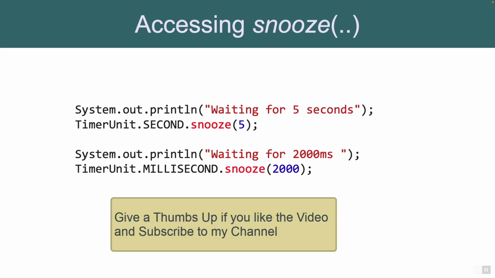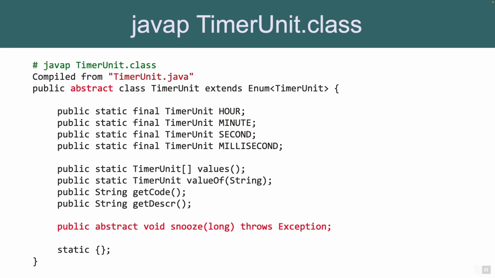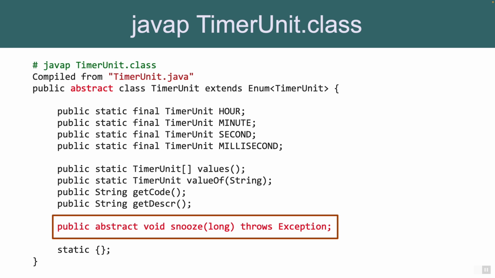So now in this particular scenario, what kind of classes are getting created or generated when we compile this enum code? Because this enum code is a lot more complicated than before, because it has an abstract method snooze. So if I run the javap command on TimerUnit.class, you will see some interesting things. This class TimerUnit is no longer final, it's now abstract, because we have an abstract snooze down here. Everything else remains the same.